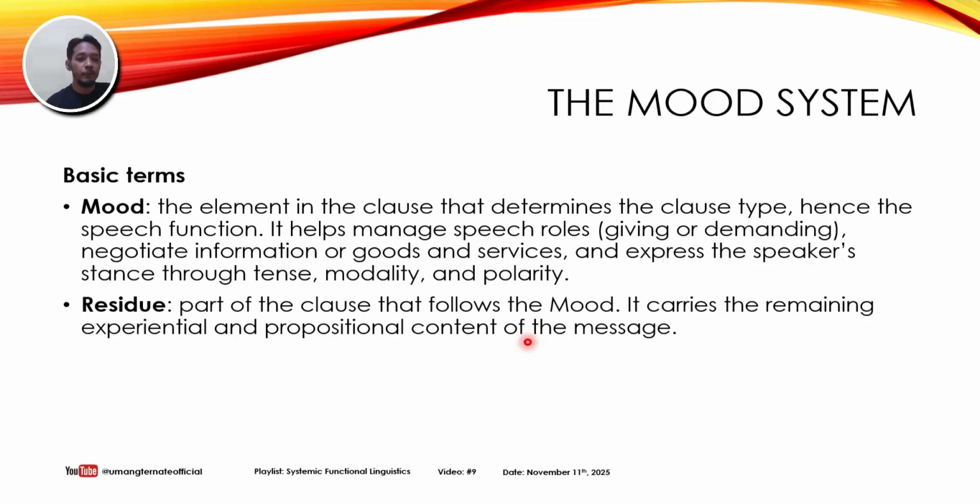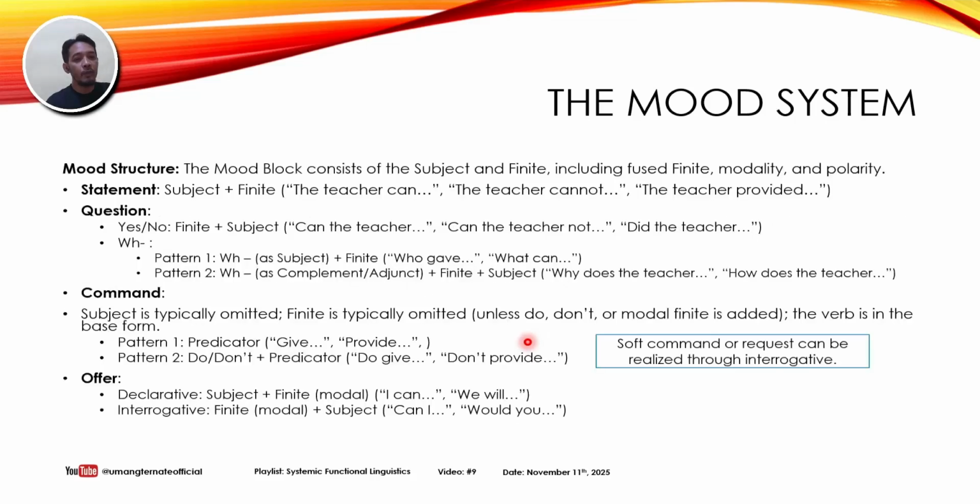That's the mood system. Now we look at the mood structure. So we have the mood block, which consists of the subject and finite. When we want to identify whether a clause is a statement, question, command, or offer, we need to look at the mood block. We need to look at the structure of the subject and the finite, including fused finite, modality, and polarity.